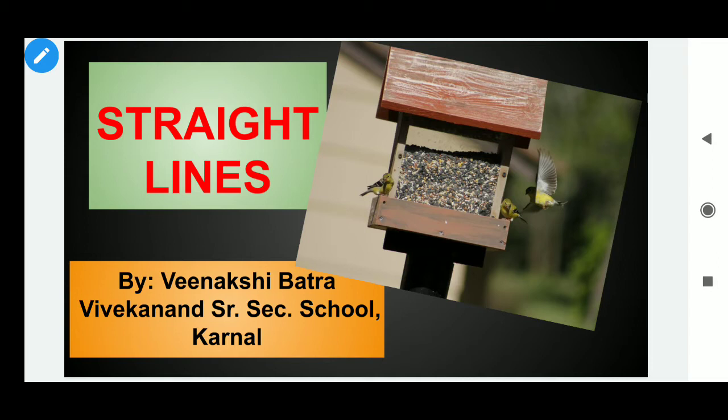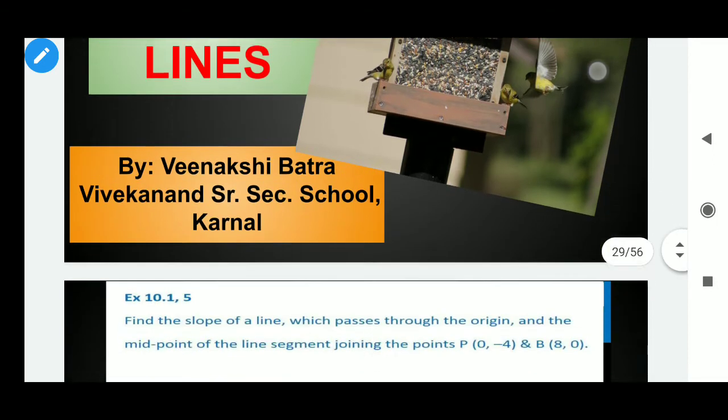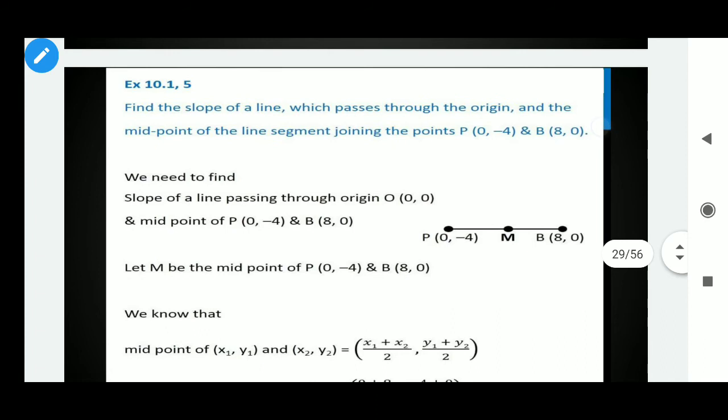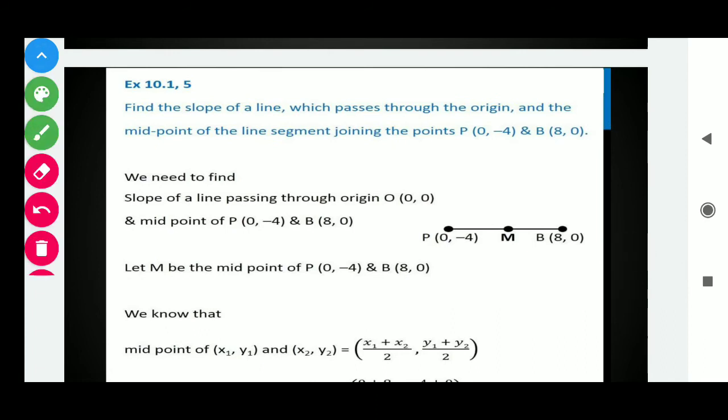Students, this is lecture three of this topic. In the previous two lectures, I explained the basic concepts of slope, how to determine slope when the angle is given, and how we can find the slope if two points are given. By using the concepts of parallel lines and perpendicular lines, we go to today's session. So let's start with exercise 10.1 question number 5.